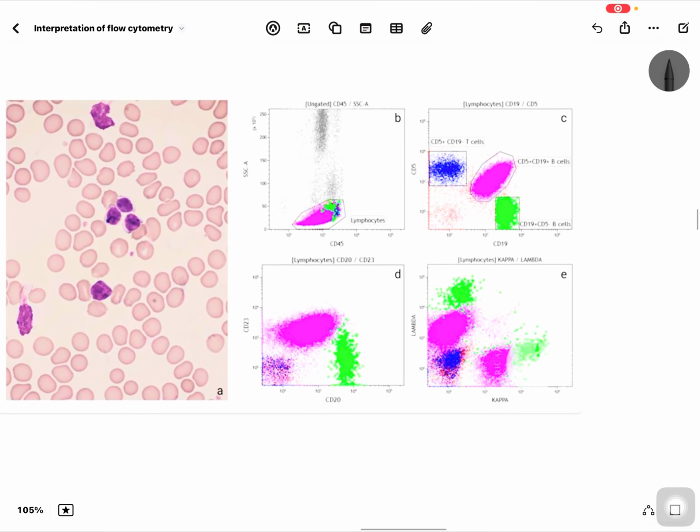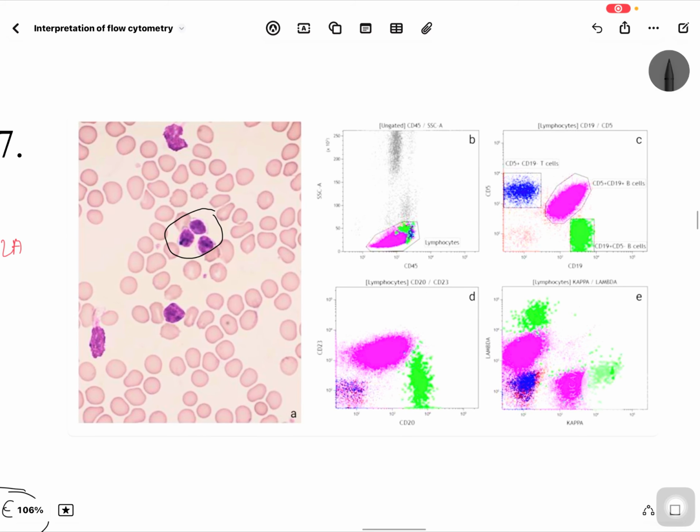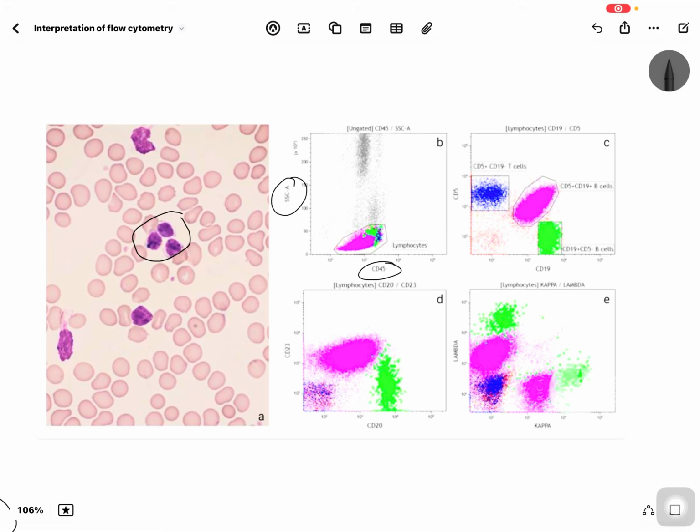Okay, moving on to the next example. Here you have been given these cells which are abnormal. I cannot directly see what kind of cells these are. So let's see in the flow cytometry. Can we just know what this cell is? So side scatter and CD45. What are these? These are the blasts.